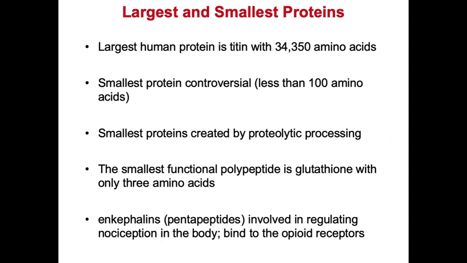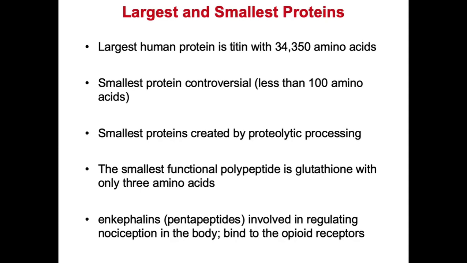So as well as very different structures, they all come in different sizes. So the largest human protein is called titin, and this has a massive 34,000 amino acids. Smallest proteins are a little bit more controversial, but these are usually considered to have less than 100 amino acids. And it's controversial because quite often they are processed. So they are made as a longer polypeptide chain, so a long chain of amino acids, and then they are cleaved by proteases into these smaller proteins.